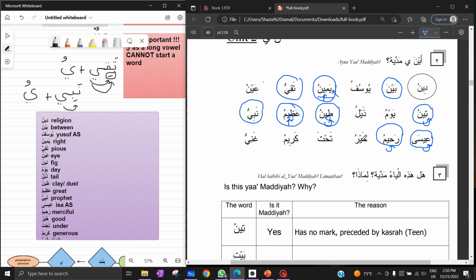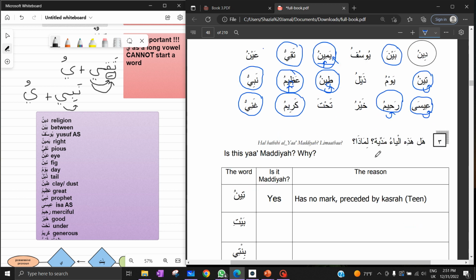Khair, in this case, ya has a sukoon. It's not coming as a long vowel but as a letter. Tahta, Noya. Kareem, it's just like Rahim. So yes, it has a long vowel. Ghani, just like Taqi, Nabi and Ghani, it also has a long vowel. You can take down the meanings from here.